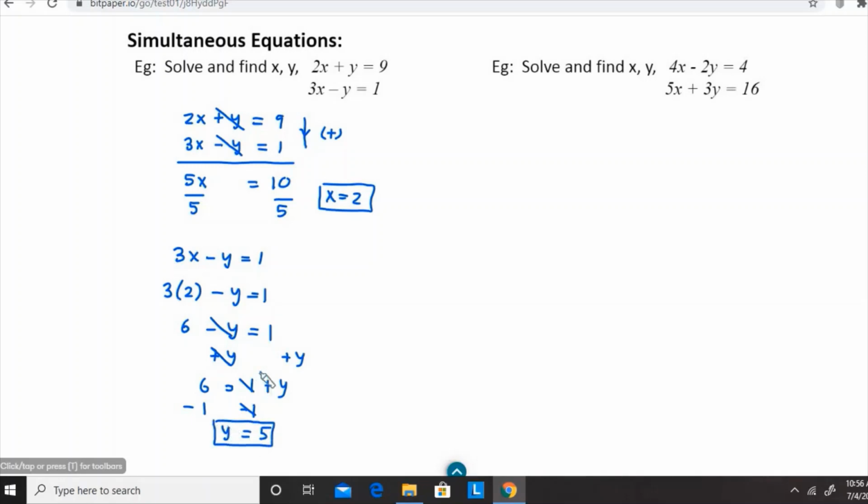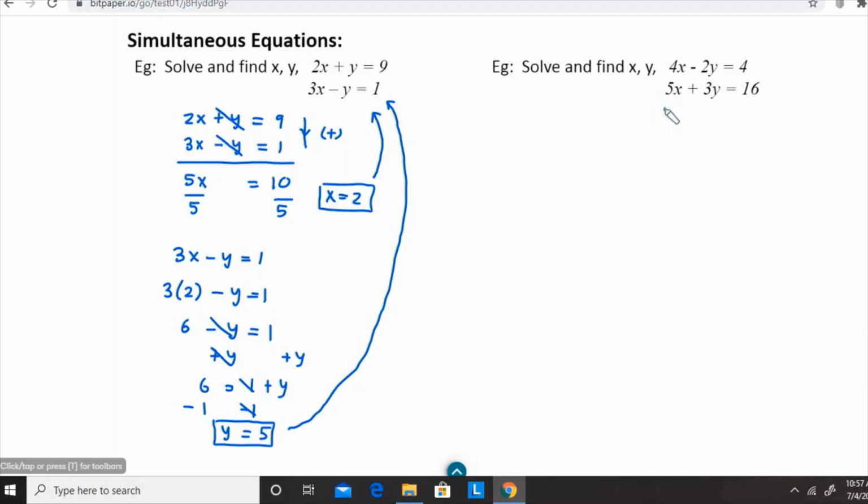So those are the two solutions for this set of equations. You can always substitute these solutions back into the original equation, that is x equals 2 and y equals 5, and see if these are satisfied. So that's how you check whether your solutions are correct or incorrect. Let's go to the second example. This is a little bit more difficult than the first example. We can see there's a minus 2y and a plus 3y, but if you simply add the two equations, you are going to still see a y variable.